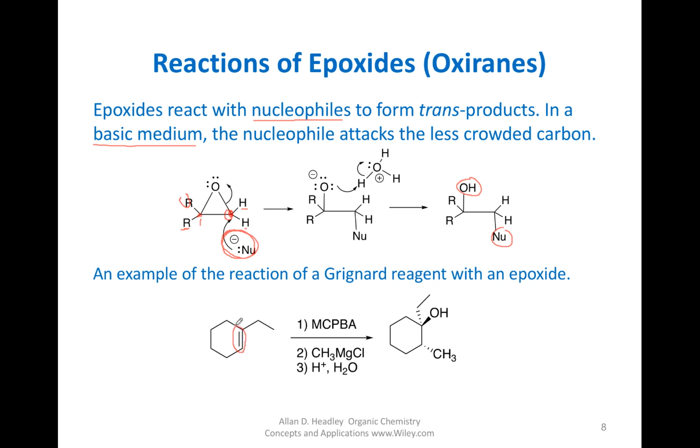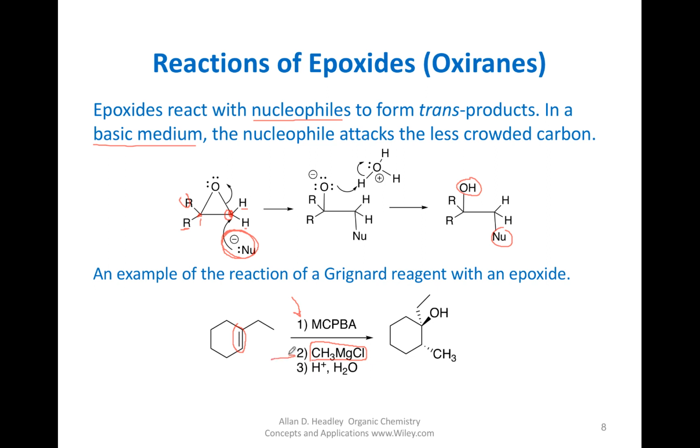Here's a practical example. Here's your alkene. First reaction is with MCPBA to form the epoxide. This time we're using a methyl Grignard. Notice a methyl Grignard is a highly basic nucleophile. It's a reducing agent, but a highly basic.